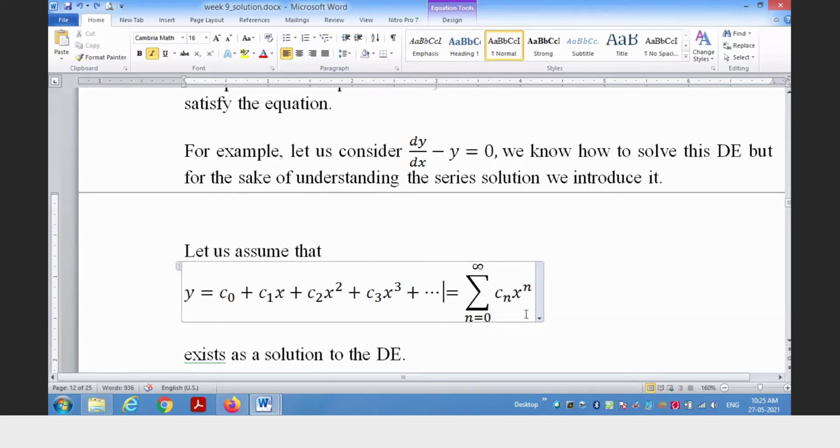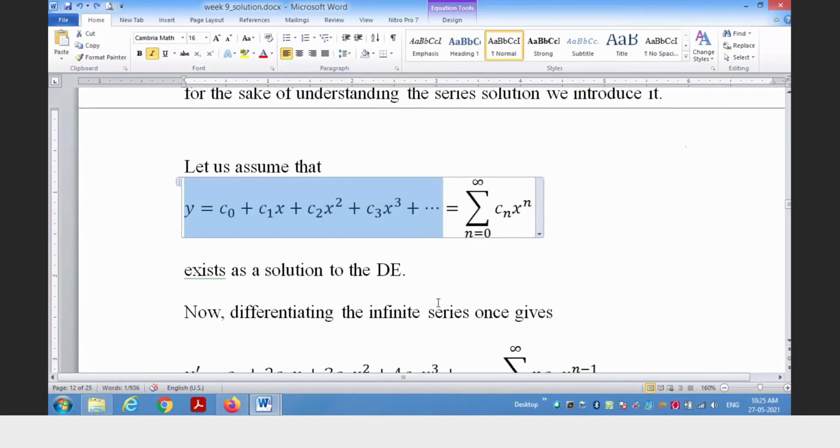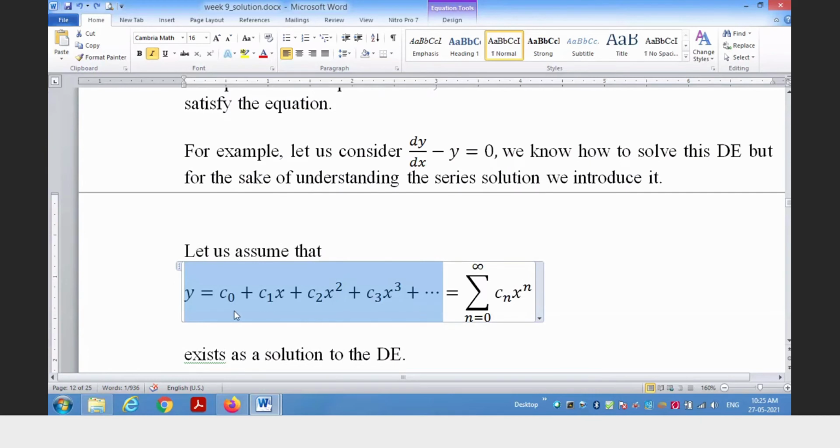We assume that this solution exists. But we don't know what c0, c1, c2, c3 and so on are. But we know that it is in this form. So our task now is to find the values of c0, c1, c2, and so on. So we know at the end our solution will be in this form. That's all we know.